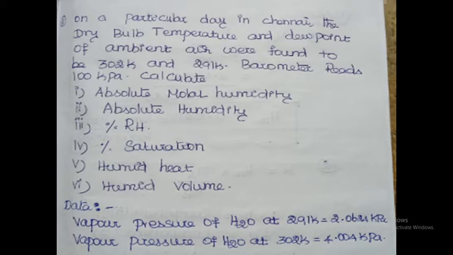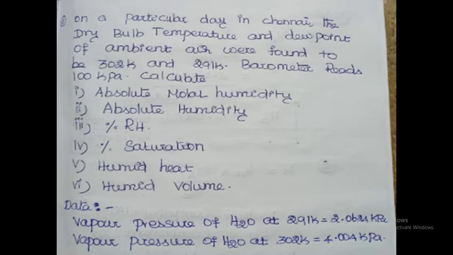The objective of this problem: absolute molar humidity, HM, absolute humidity, capital H, percentage RH, percentage saturation, humid heat CS, and humid volume VH. So the data are given. Vapor pressure of water at 291 Kelvin is equal to 2.0624 kilopascal. Second data, vapor pressure of water at 302 Kelvin is equal to 4.004 kilopascal. Are you clear?